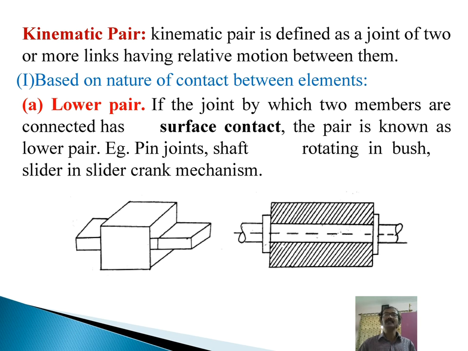Based on this, kinematic pairs have 3 categories. Number 1, based on the nature of contact between the elements, which falls under the category of lower pair as well as higher pair. Now what is a lower pair? If the joint by which 2 members are connected has surface contact, the pair is known as a lower pair. Examples are pin joint, shaft rotating in bush, slider in slider crank mechanism.